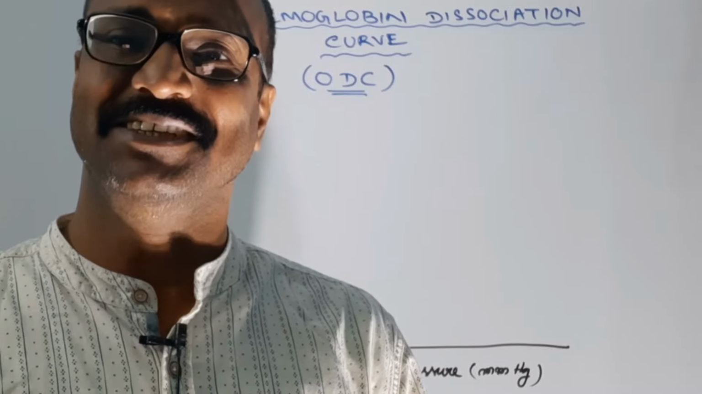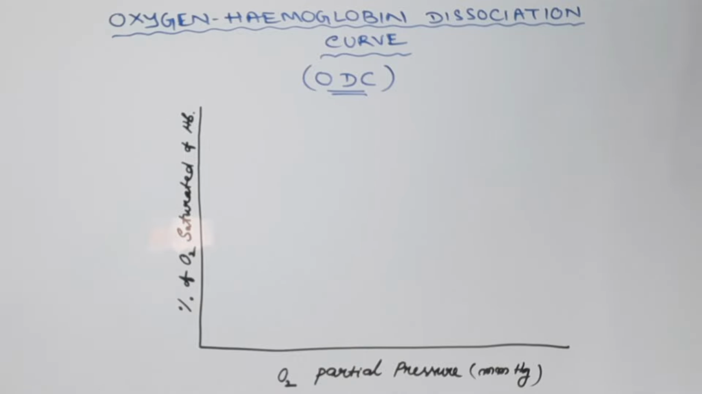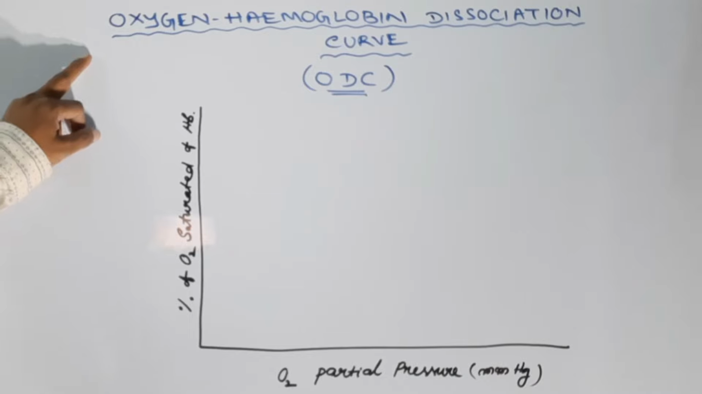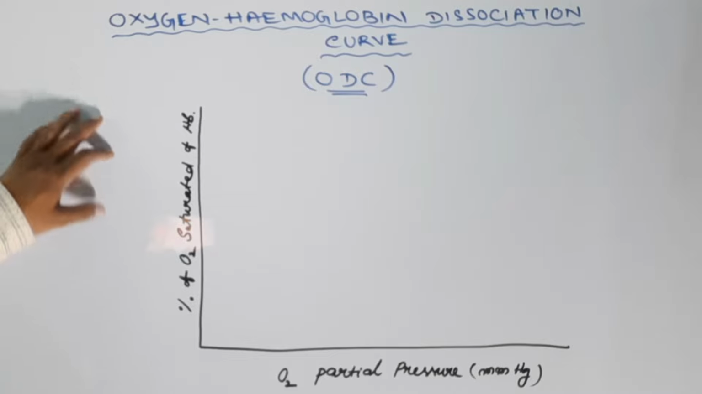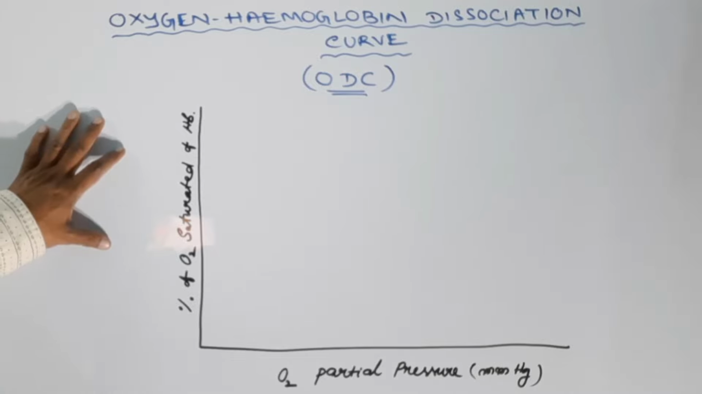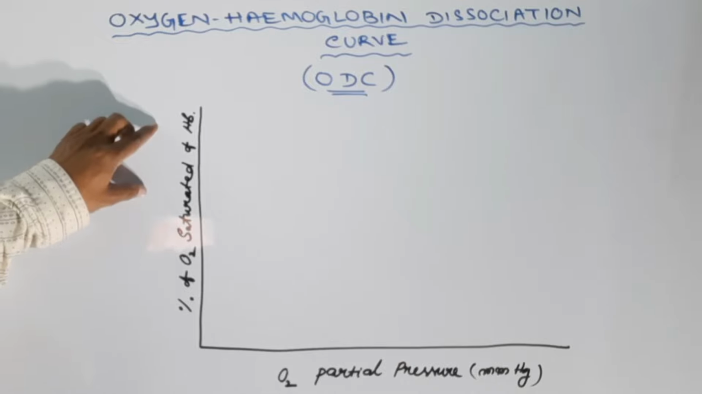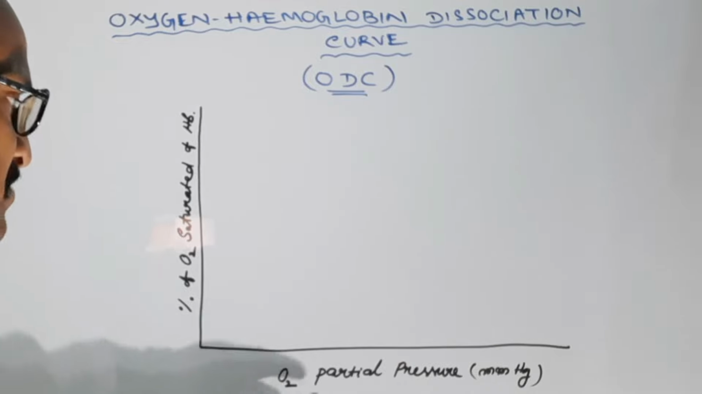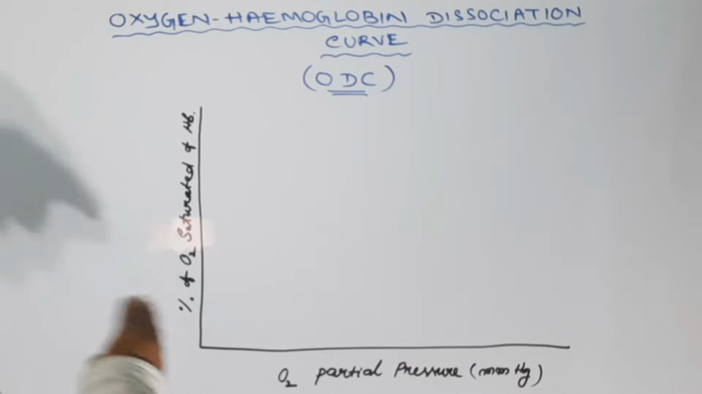Hello everyone. In this session I am going to discuss the oxygen dissociation curve, also known as the oxygen hemoglobin dissociation curve. So what is the meaning of the oxygen hemoglobin dissociation curve? This is the graph plotted between the percentage of oxygen saturation of hemoglobin and the oxygen partial pressure. This graph shows the relation between the partial pressure and the percentage of saturated hemoglobin.